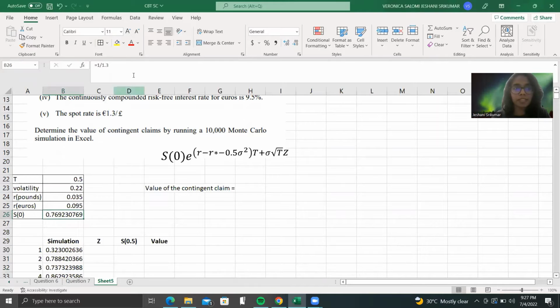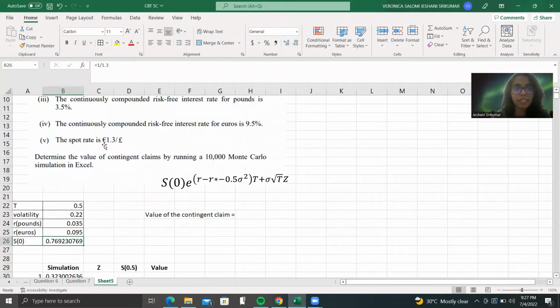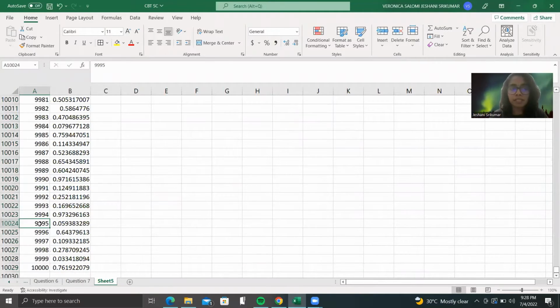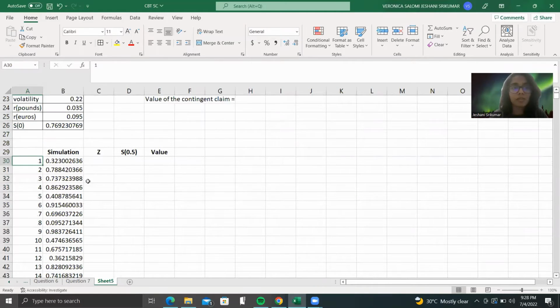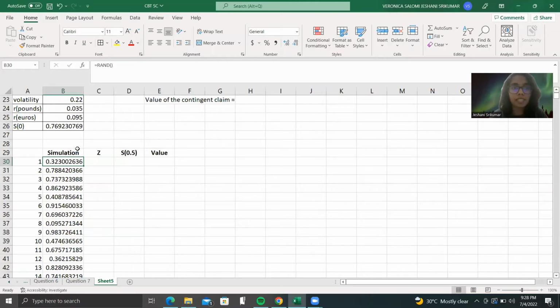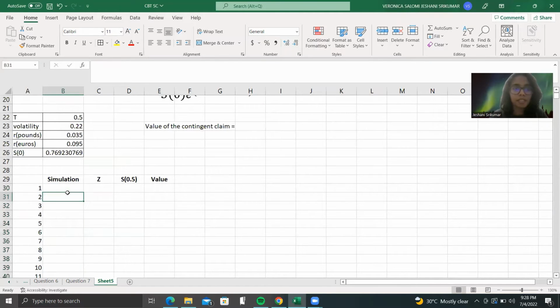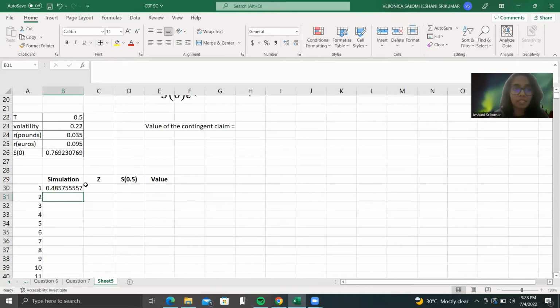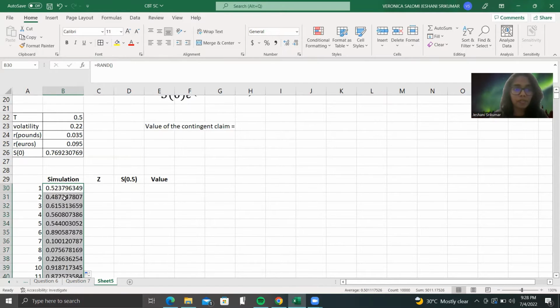I've taken this as 1 over 1.3 because the spot rate is 1.3 euros per pound. If you wanted to find it in pounds, it's 1 over 1.3. I've already listed numbers from 1 to 10,000 since we need 10,000 simulations. To get the simulation, we can use the Excel command =RAND. Let's just remove these values here and do it together. All we have to do is type =RAND, which will simulate any value between 0 and 1. That's the value there. We can do that for all 10,000.